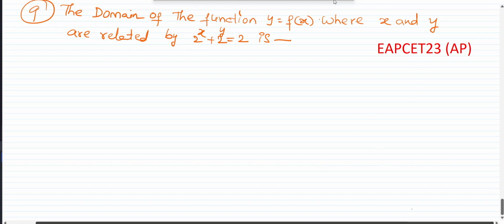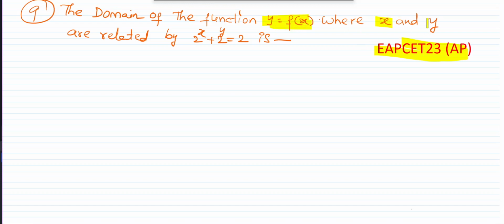This is the 9th question from functions, AP EAPCET 23. The domain of the function y is equal to f of x, where x and y are related by 2 power x plus 2 power y is equal to 2. This is the question. Here we need the domain of the function y is equal to f of x. So the given relation is 2 power x plus 2 power y is equal to 2. From this, 2 power y is equal to 2 minus 2 power x.